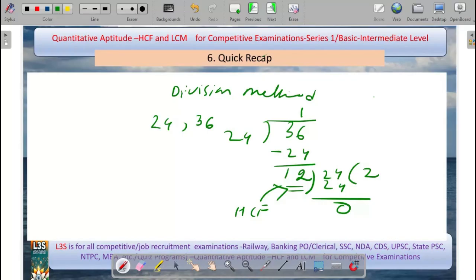And in case of more than two numbers, say 24, 36 and 48, first we will find out the HCF of any two numbers, 24 and 36. Say we got 12. Now with this HCF 12 and 48, again we do the same process. Whatever HCF we get between 12 and 48 will be the final HCF. This is for more than two numbers.